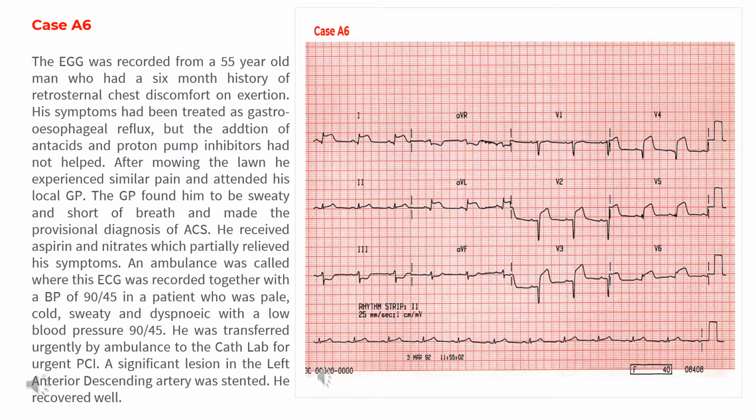He received aspirin and nitrates, which partially relieved his symptoms. An ambulance was called, where this ECG was recorded together with a BP of 90/45 in a patient who was pale, cold, sweaty and dyspneic with a low blood pressure of 90/45. He was transferred urgently by ambulance to the cath lab for urgent PCI. A significant lesion in the left anterior descending artery was stented. He recovered well.